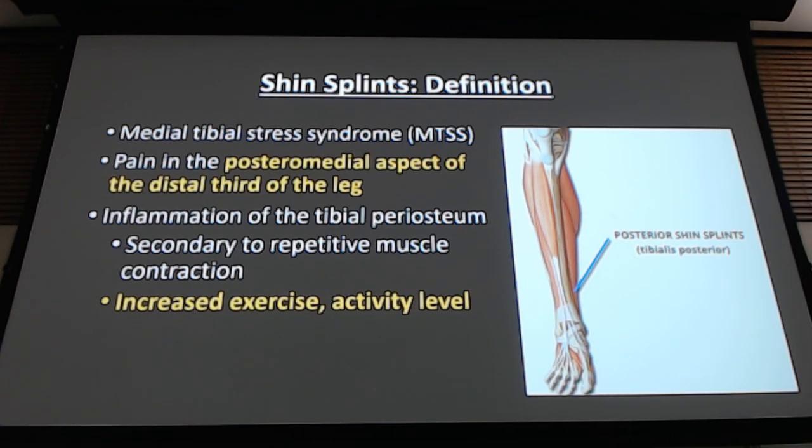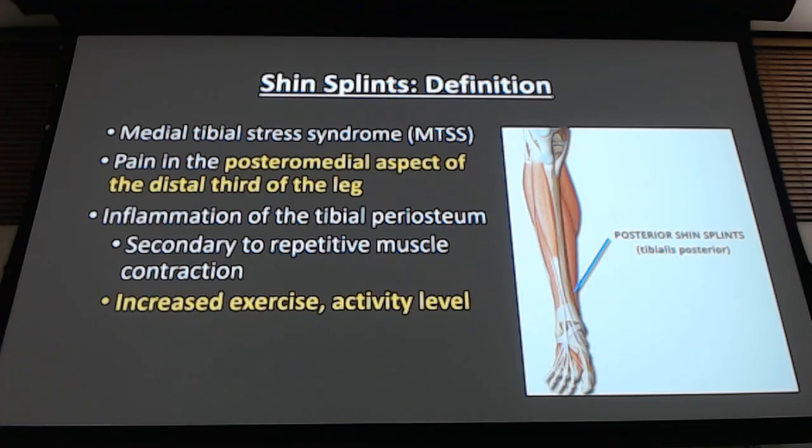So shin splints, by medical terminology, is medial tibial stress syndrome, okay? So it's normal to have some level of stress at the medial tibia. It's very important to understand that when we're talking about the stress here, with this definition, it doesn't mean stress fracture.